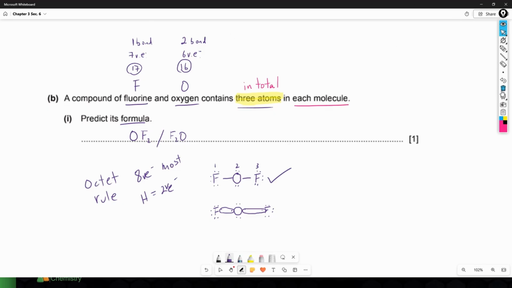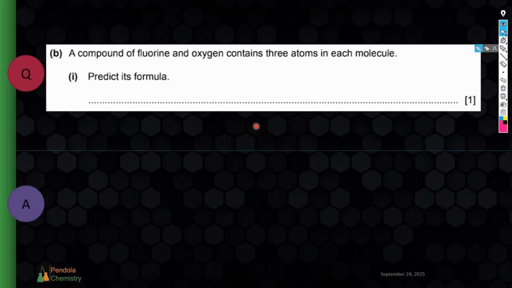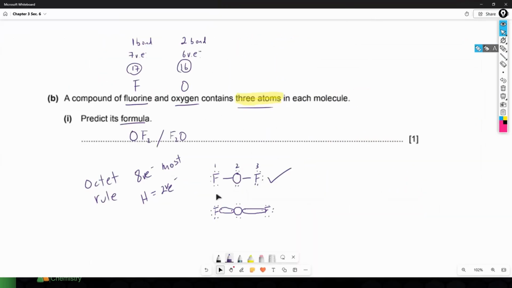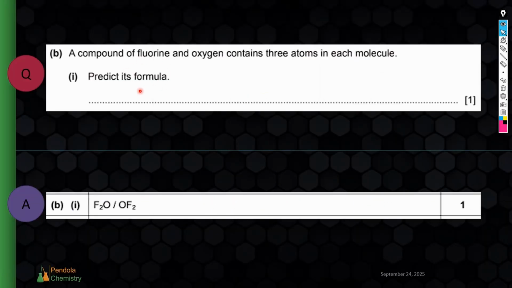And we can see this in the mark scheme. I'm going to go back here. If we look at the mark scheme, that's exactly what we have. And notice how they'll take both of these conformations. They'll take either F2O or OF2, because that is the formula. If you were to give the Lewis structure as your answer, you would get that question wrong, because this is not a formula. This is the Lewis structure of this compound, not its formula. So do be very careful with what they're wanting and what they're asking here.